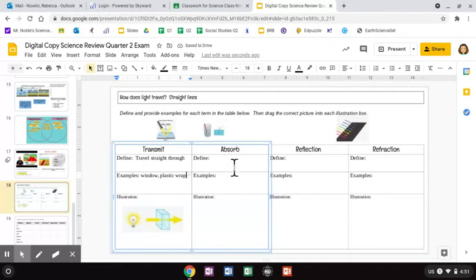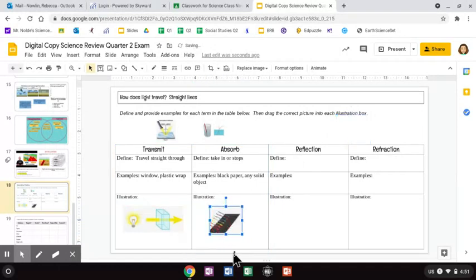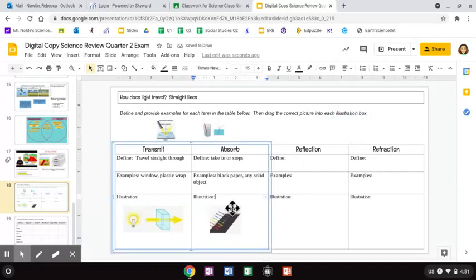Okay, absorb is to take in, or in the case of light, I like to say that it stops it, because that helps you know that it's not traveling through. So black paper, any solid object is going to absorb. And so the picture that goes with that would be this one. So with absorption, the light literally hits and then stops. It does not come through the other side and it does not reflect.